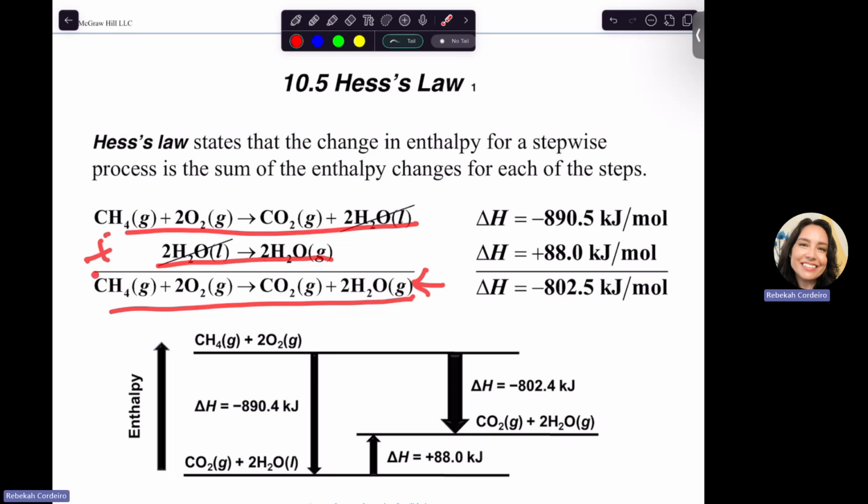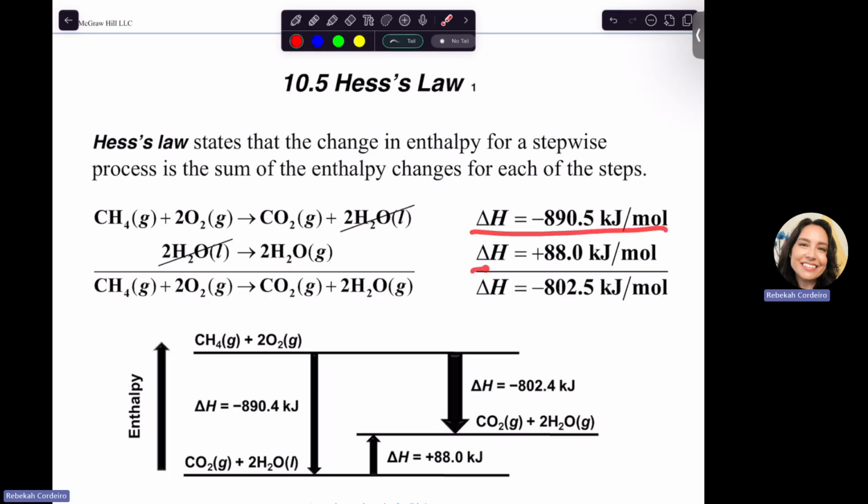I can add these two reactions up to get this reaction because the 2H2O will cancel out and it will give me this reaction, right? That means I can also add up their enthalpies of reaction, or the enthalpy of the vaporization in this case, and I will get the enthalpy of the one I want. And it doesn't matter how I go about doing that because enthalpy is a state function. It doesn't matter how we get to the end, it just matters that we get there.